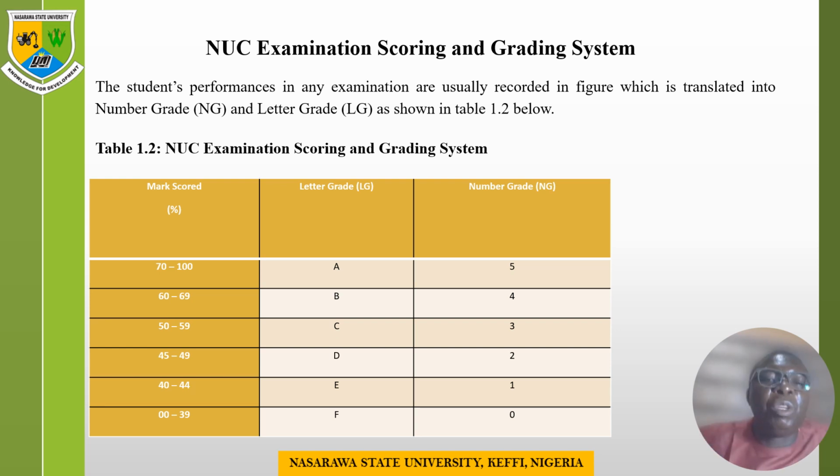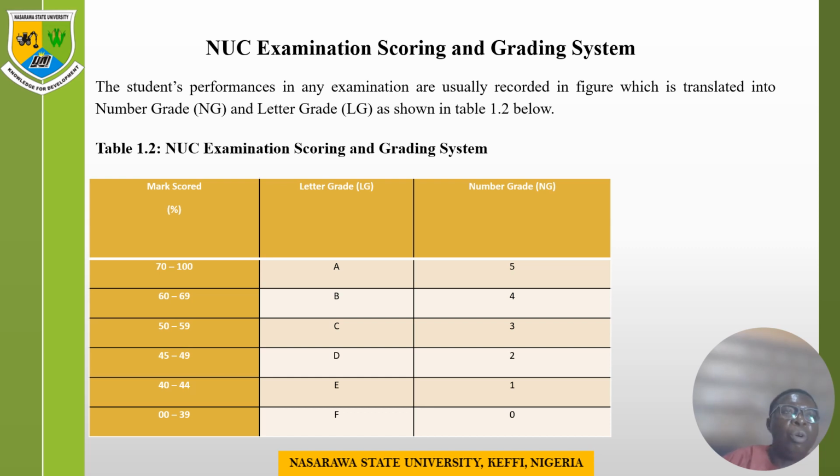So, the NUC examination scoring and grading system. The student's performance in any examination is usually recorded in figures, which are translated into number grades and letter grades, as shown in table 1.2 below. So look at the examination scoring and grading system as a student so that you know how to measure your performance. Marks score is in the first column, and we have the letter grades and the number grades.